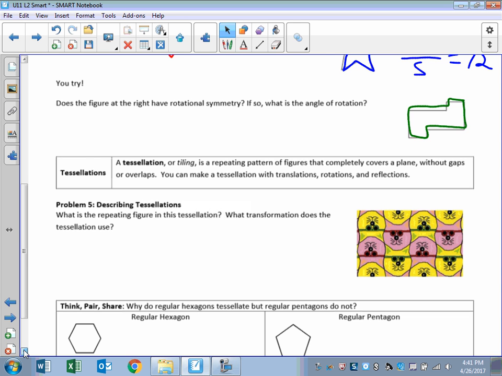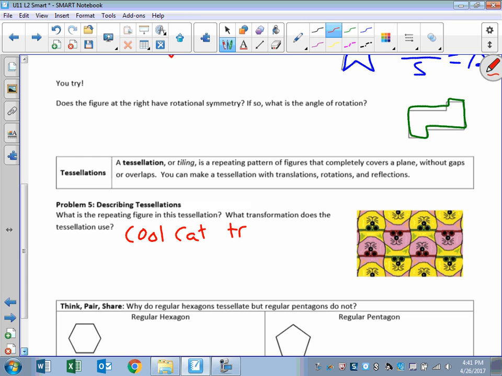So this one is asking, what is the thing that's tessellating in this one? Right? What's the thing that's repeating? I'm going to say a cool cat. And what transformations are used? Well, if you go from yellow to pink, that's just a translation. But yellow and pink aren't technically the same. So also, what they did to get from yellow to yellow is they would have had to flip it, because the ears are now facing, if they were facing down, they're now facing up. They would have to flip it and then slide. So it's also a reflection.